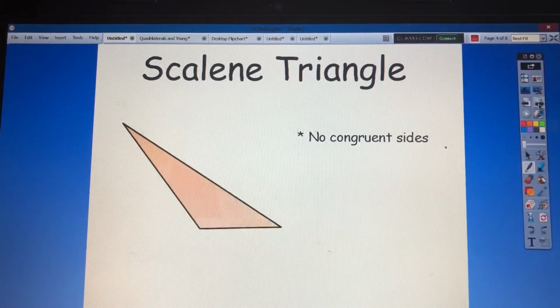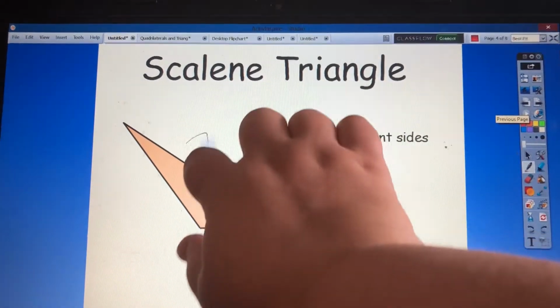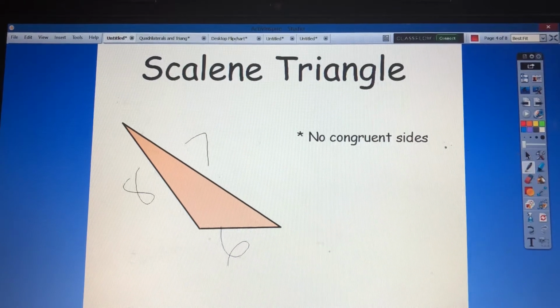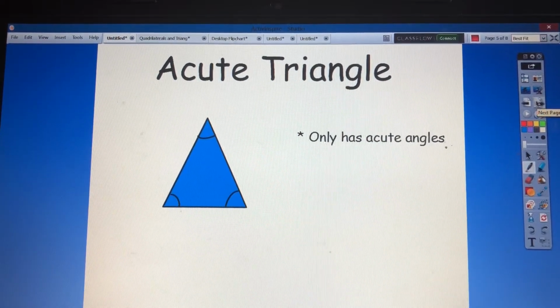We next have finally a scalene, which means none of the sides are congruent. We don't have any equal sides, equal lengths. All of them are different. We then also have an acute triangle, when we now start looking at the measurements of their angles. This case with an acute, it means all three angles are less than 90 degrees.